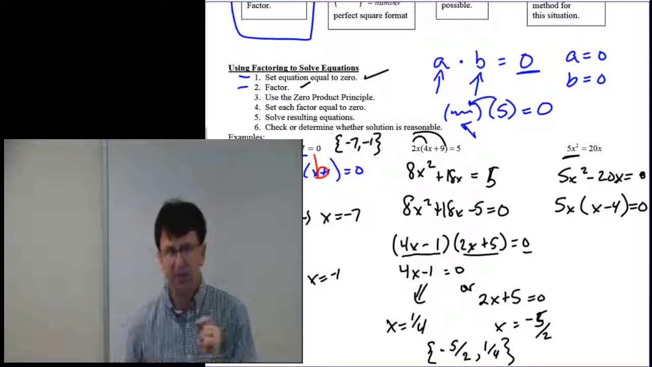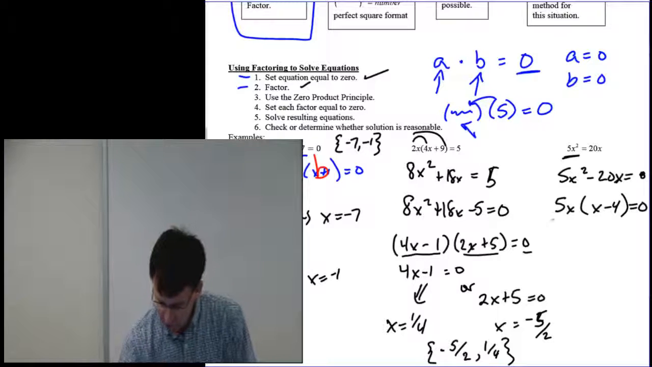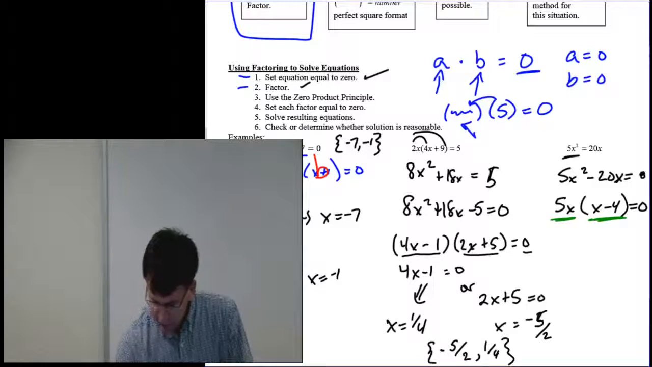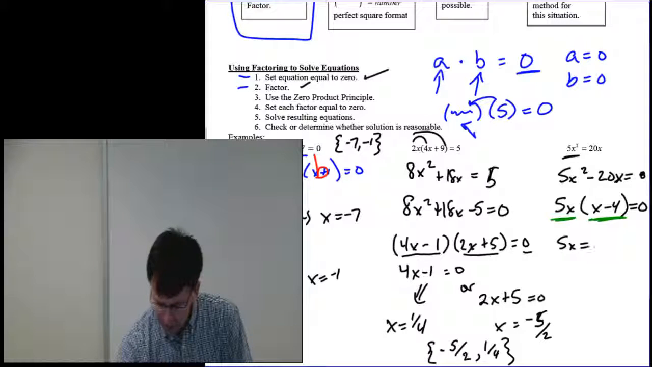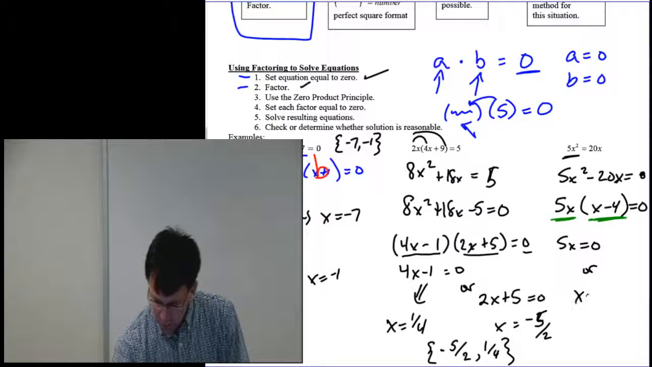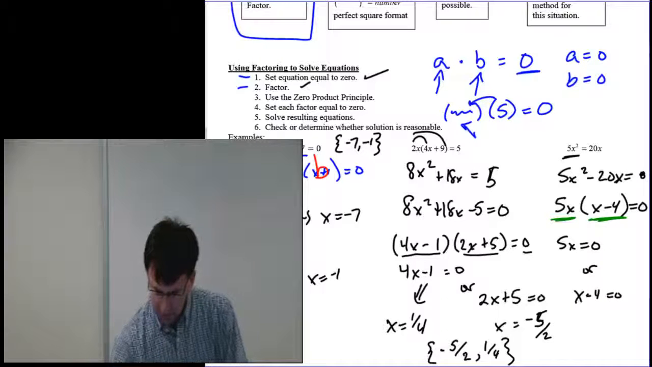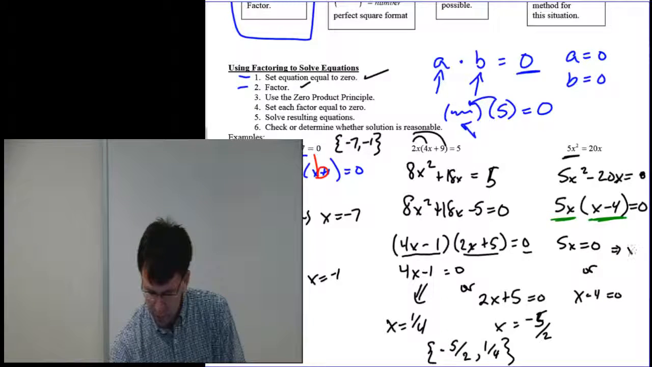Now, is this in a factored state? And the answer to that question is yes. I've got a 5x and I've got an x minus 4. So that means looking at them individually, that means that 5x equals 0 or x minus 4 equals 0. With that being said, this will produce x equals 0 and this will produce x equals 4. So at the end of the day, I end up with a solution of 0 and 4.